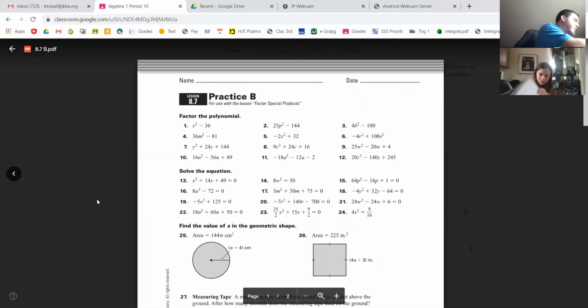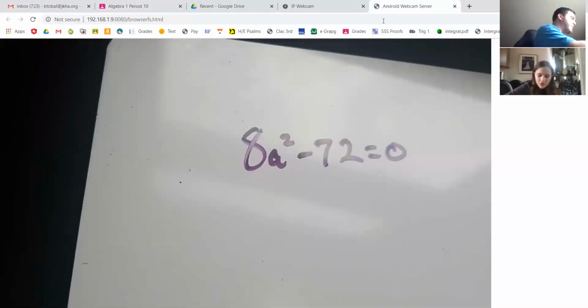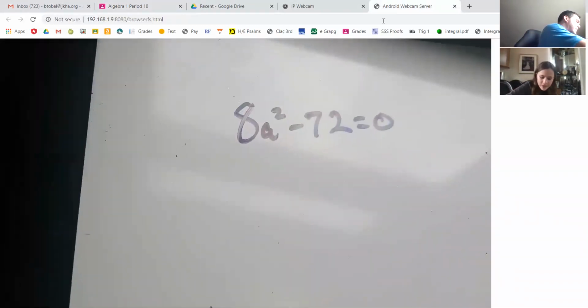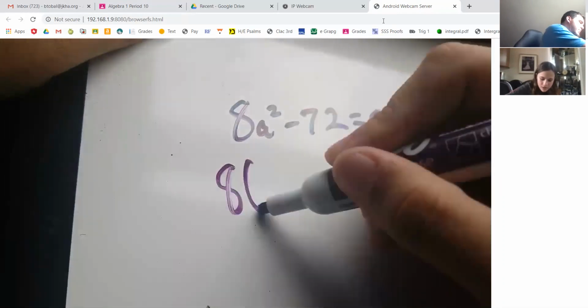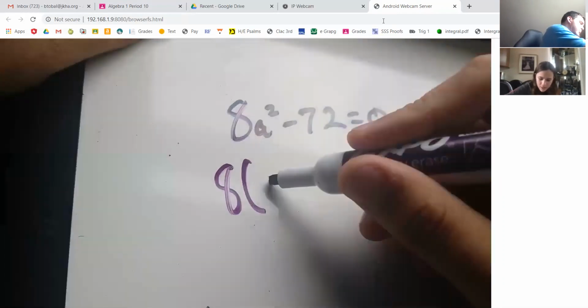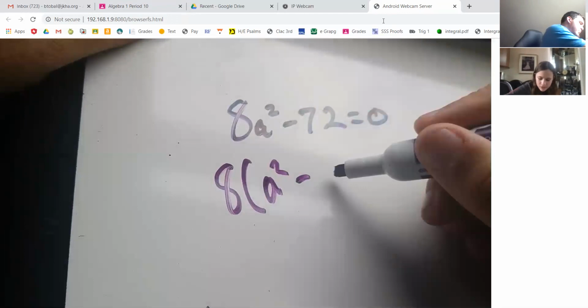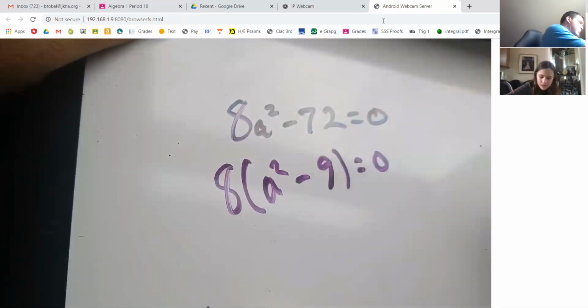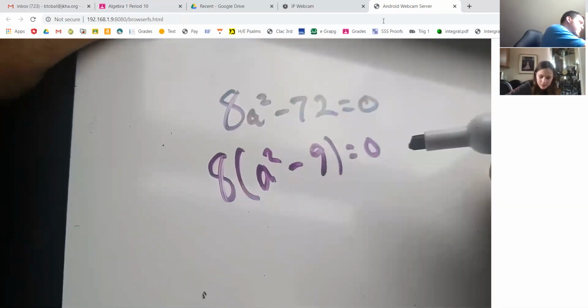8a squared minus 72 equals 0. Okay, can I walk you through it just to see if I know it? Walk me through it. What would you do first? The first thing you're gonna do is take out 8 from it. Good. So it's gonna be a squared minus 9 equals 0, but you put it in parentheses and then put 8 next to it. Okay, I agree with that.